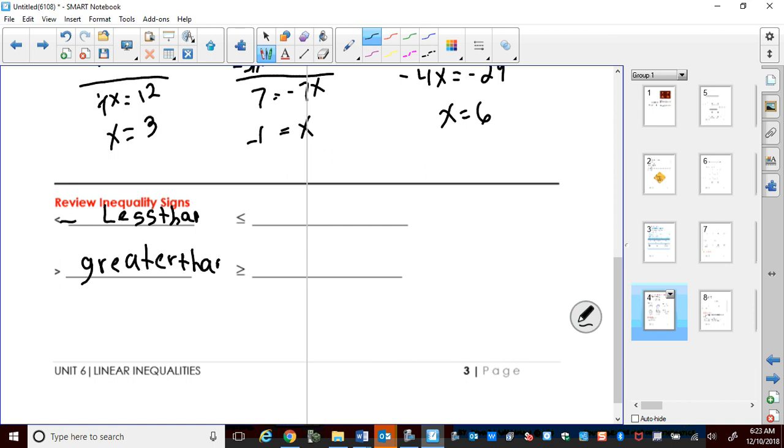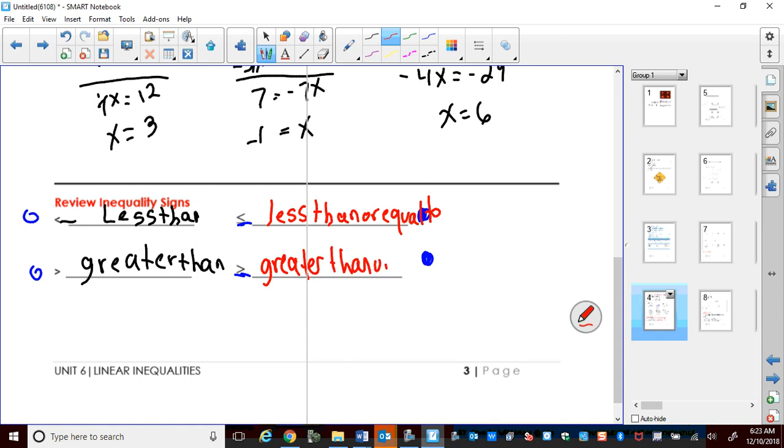And we can also just kind of figure out what these look like on the number line. It's an open circle for both of these. But over here, it's the closed circle because of the equal to part. So this is my equal to part. It's right underneath the symbol. So this is less than or equal to. This is greater than or equal to. Okay?